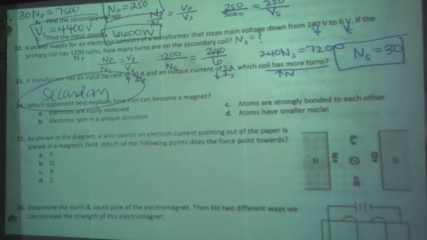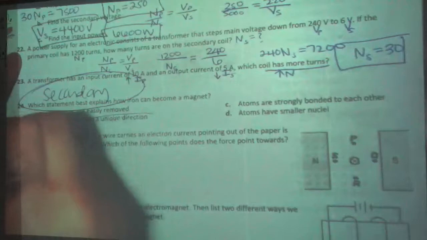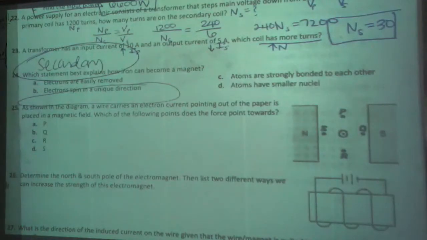How iron can become a magnet. The electrons spin in a unique direction. That's something we've talked about.